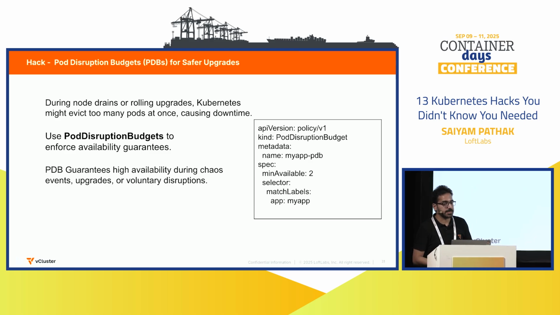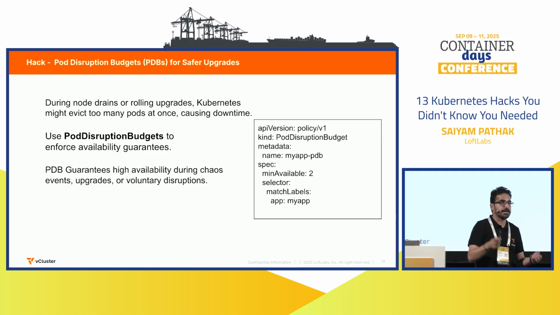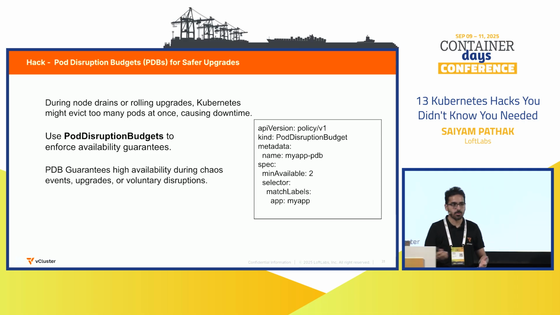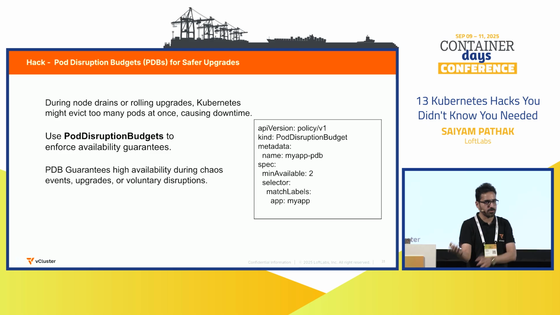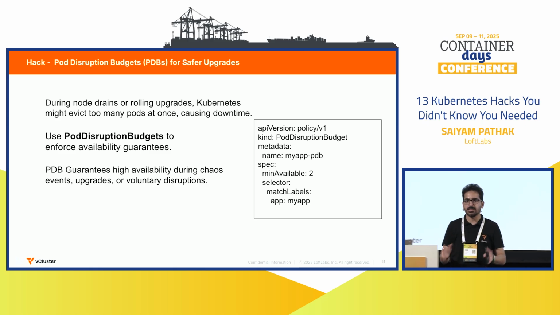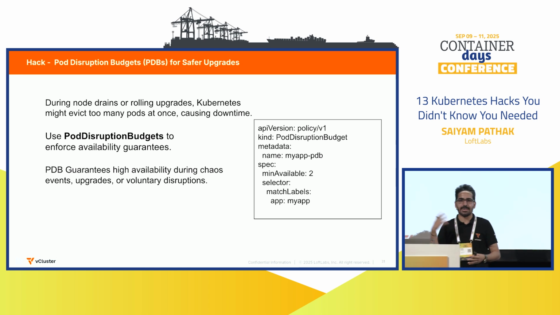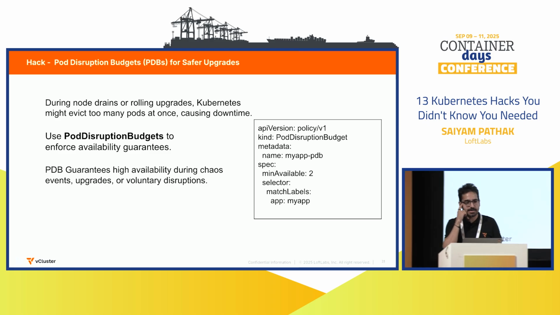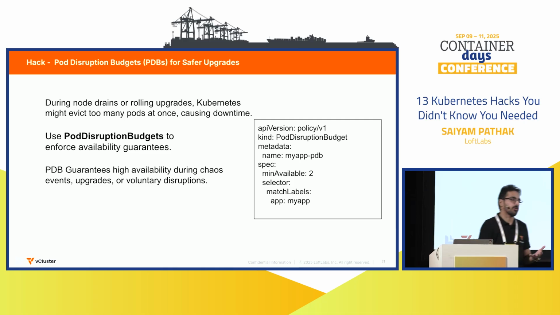PDBs for safer upgrades. What happens when you do kubectl drain and you drain the nodes, or you upgrade your node? Automatically, whatever is on this particular node goes to other nodes, because in your specification you would have said 5 replicas, 6 replicas. If replicas are fewer, the controller will notice and start spinning up pods on the other node. But some of your applications are critical, and when you do not use a pod disruption budget, you do not specify the minimum availability for your application.